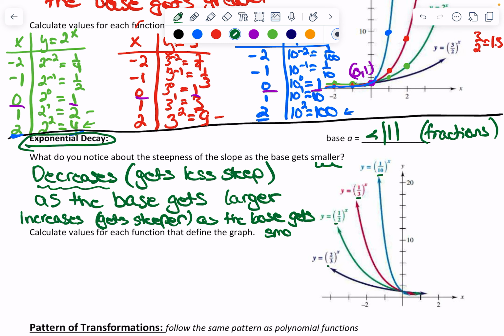Okay, so what does that mean here? 1/10 is smaller than 1/3, right? 1/2 is smaller than or larger than 1/3. It's easy if you think about a piece of pie. If you split it into half, this piece is larger than if we take that pie and split it into thirds. Okay, so now let's calculate the values for these as well. We're going to go ahead and start with that half.